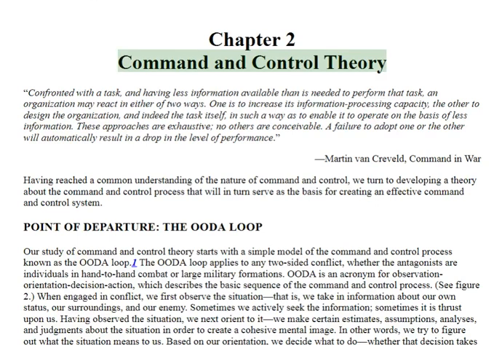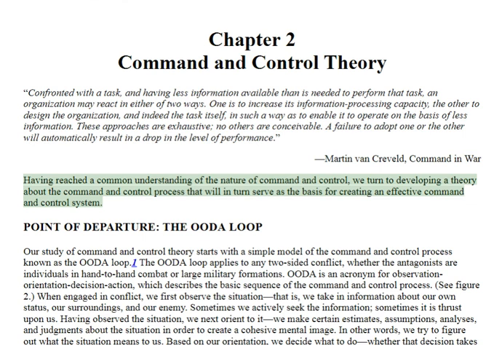Command and control theory. Confronted with a task, and having less information available than is needed to perform that task, an organization may react in either of two ways. One is to increase its information processing capacity, the other to design the organization, and indeed the task itself, in such a way as to enable it to operate on the basis of less information. These approaches are exhaustive, no others are conceivable. The failure to adopt one or the other will automatically result in a drop in the level of performance. Martin van Creveld, Command in War.